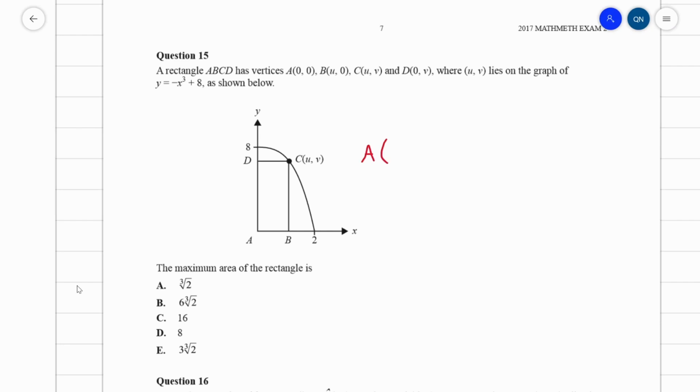I need to select a variable to differentiate with respect to. So let's choose u, because the area of the rectangle is precisely u times v. But here I don't want two variables, I only want one. We know what v is. It's precisely minus u cubed plus 8, because we just plug a u into this formula up here. And we just need to find the maximum area of this.